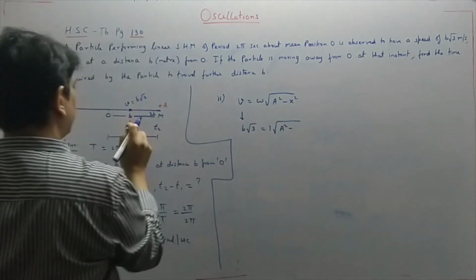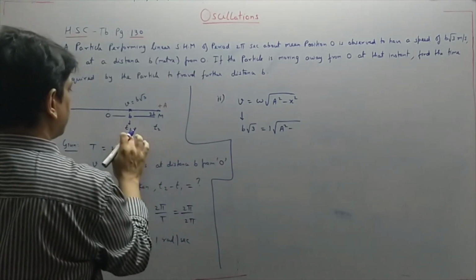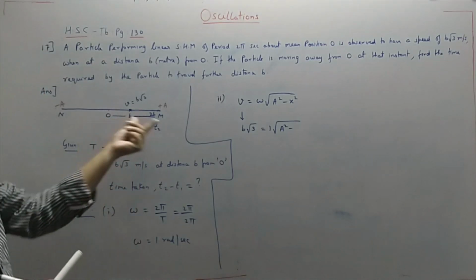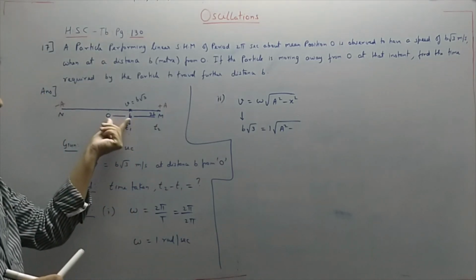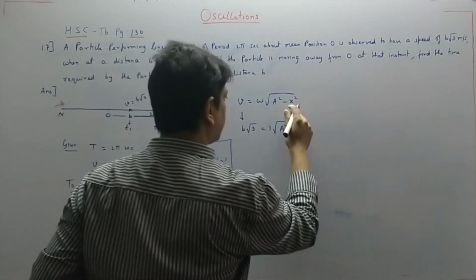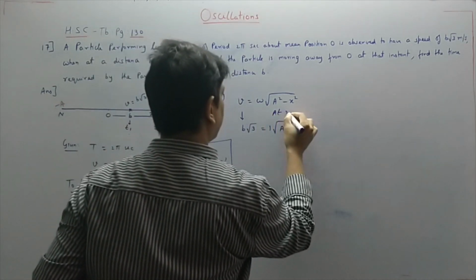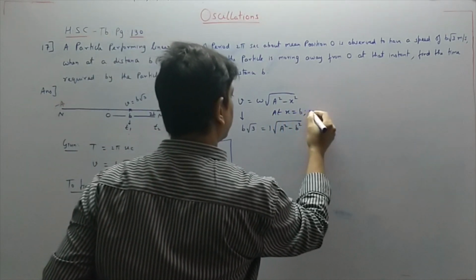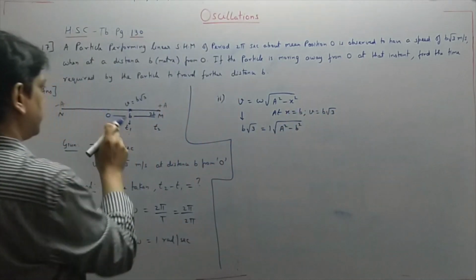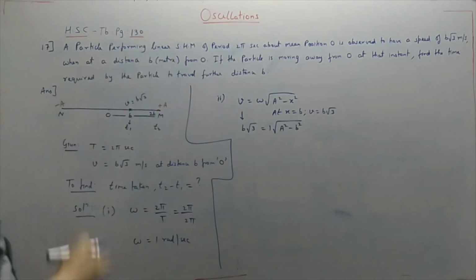Now at this point, what is your x? You are finding x for this point. From here to here, x is b. Why is x equal to b? Because at x equal to b, we have velocity b root 3. So when the displacement is b, when the particle is at this point b, the velocity is b root 3, which is given in the first part.